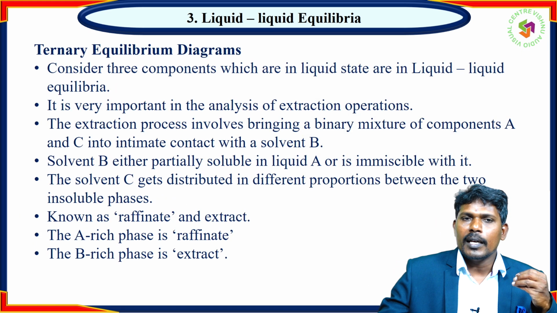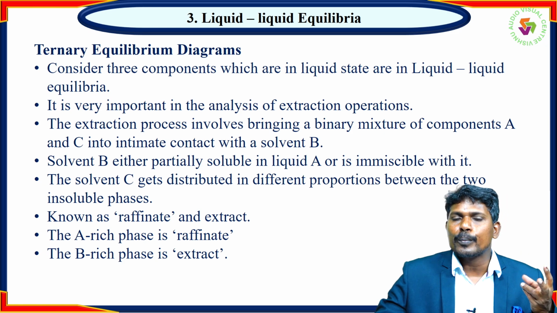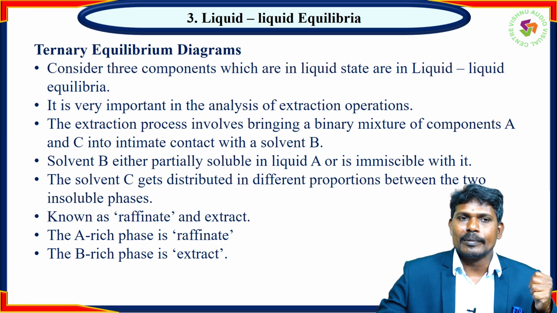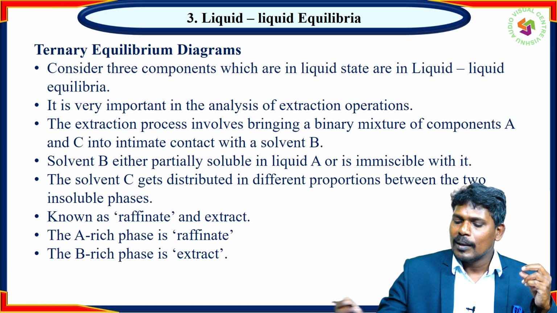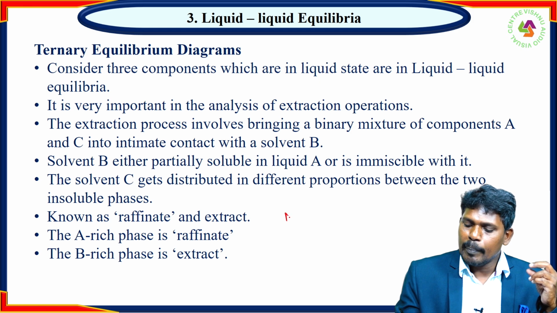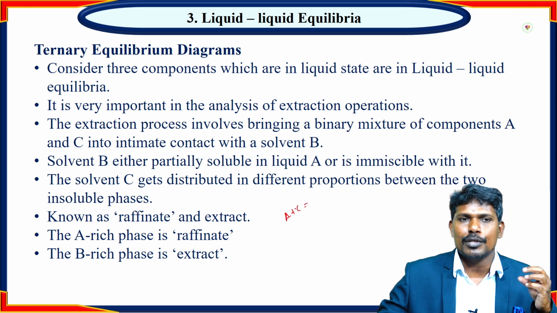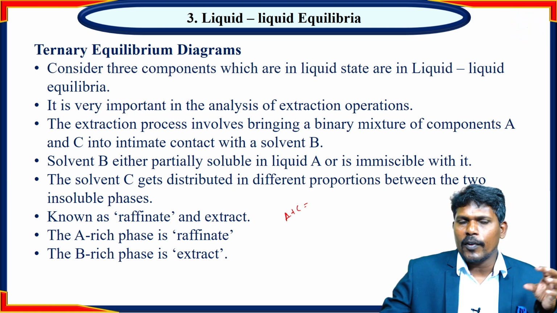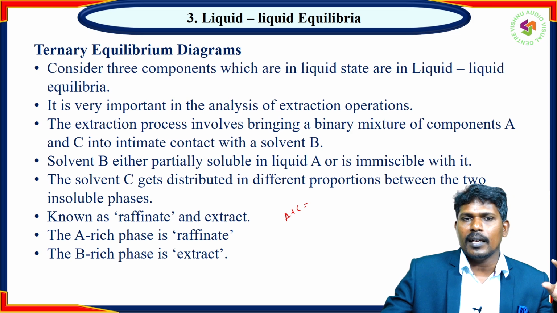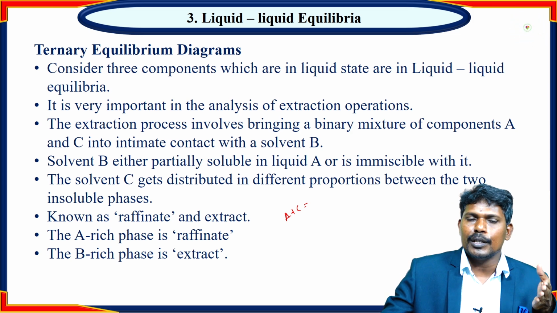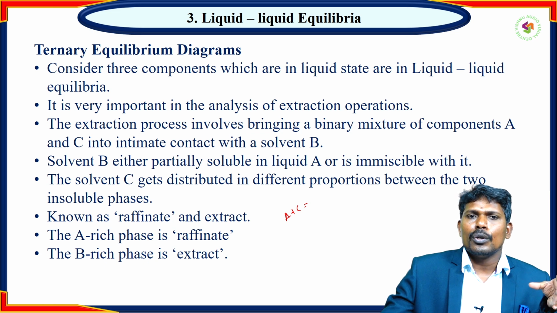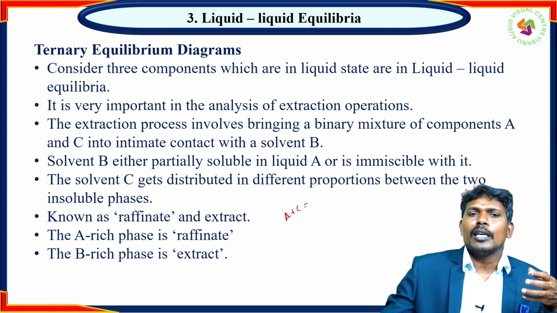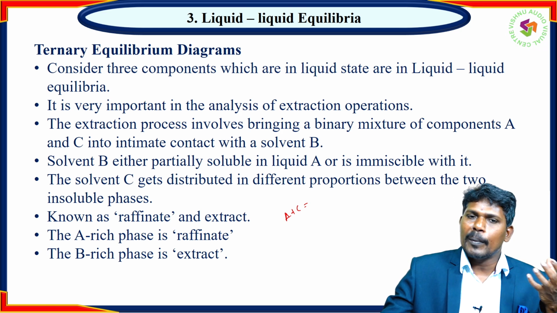Generally, in liquid equilibrium, not only two compounds but three compounds can also be in equilibrium, which is called a ternary equilibrium diagram. For example, A plus C is a solution. Say reactants are converted into products. Not only the products, but some byproducts also form.